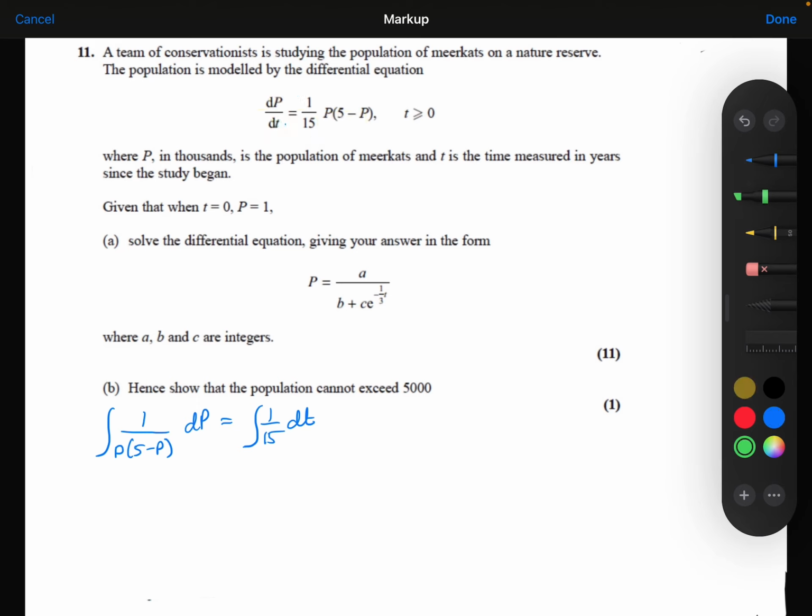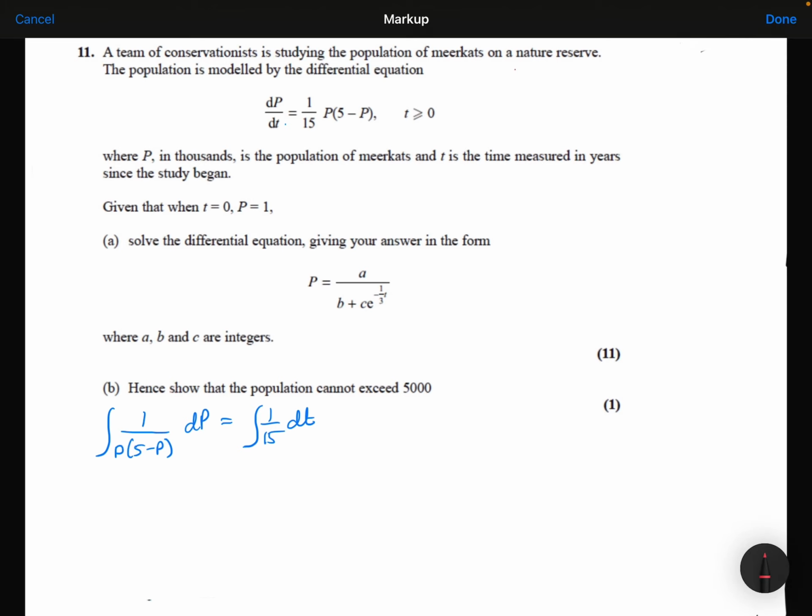Now this 1 over p times 5 minus p. In order to integrate that, I need to do partial fractions. I need to split that up into two separate fractions. So let's do a bit of work on that. Let's write 1 over p times 5 minus p as a over p plus b over 5 minus p. Let's multiply through, so we'll get a times 5 minus p plus b times p.